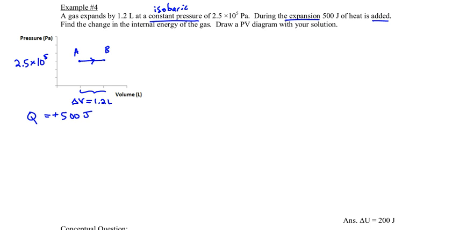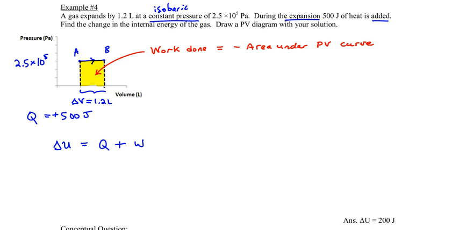Now we're asked to find the internal energy change, which is equal, by the first law of thermodynamics, to the amount of heat added or subtracted plus the work done on the gas. At this point we know the heat, but we don't know the work done. How do you think we're going to find the work done? Hopefully you remember that work done is the area under the PV curve. It's the negative area under the PV curve. So, since the pressure is constant, it's just negative pressure times the change in volume.